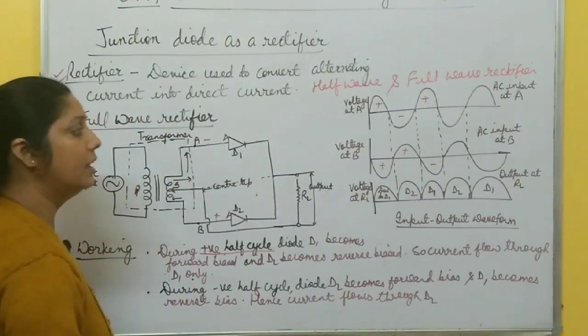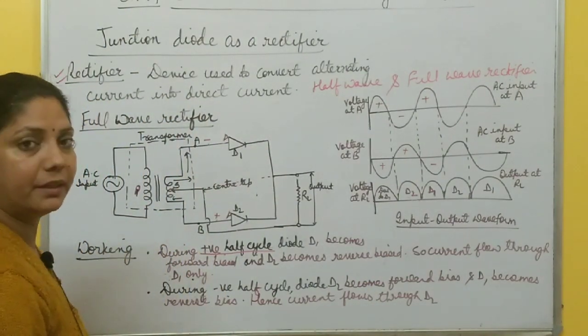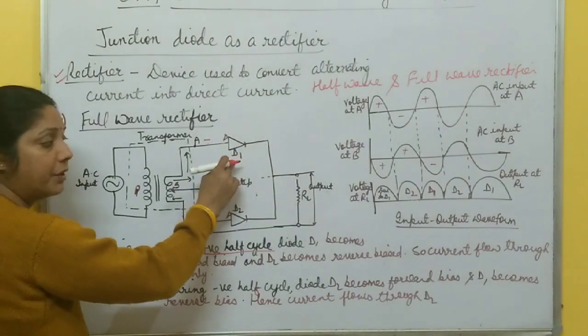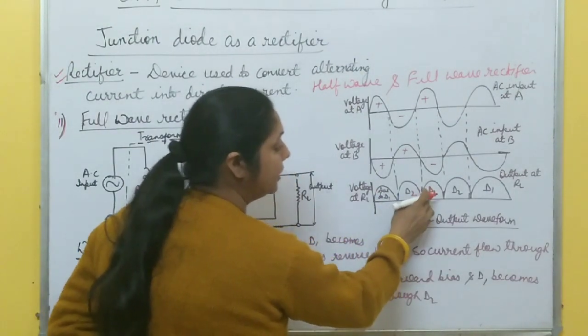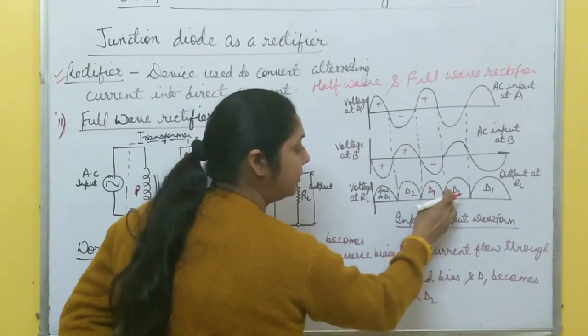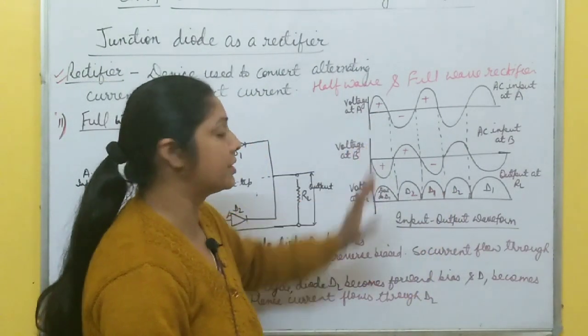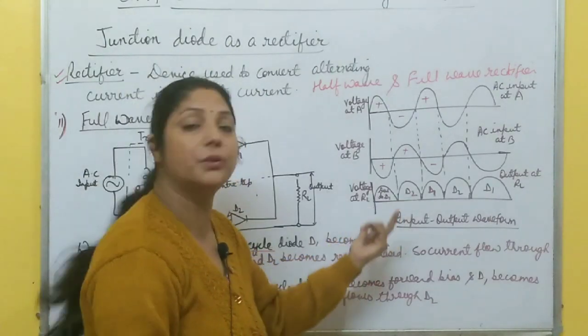In the same way, the action is repeated. In the next positive half cycle, again diode D1 becomes forward biased and current flows through D1. Then in the next negative half cycle, current flows through D2. In this way, we get output in both the positive and negative half cycles, due to the two diodes.